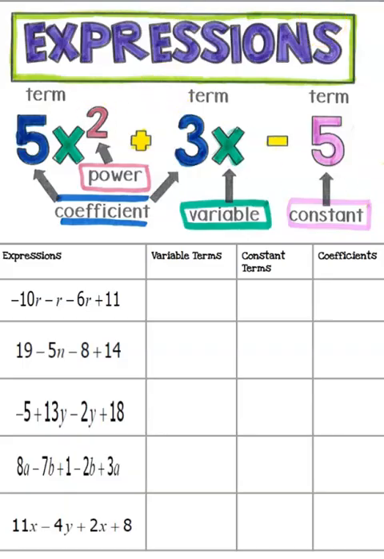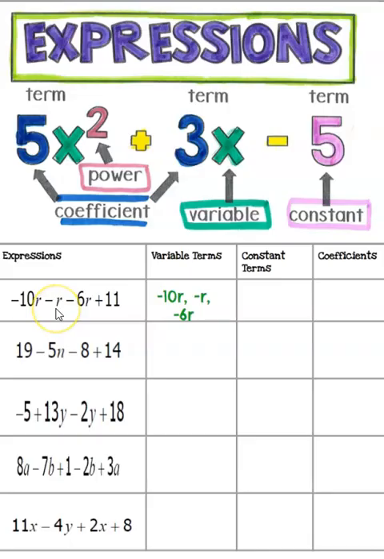Okay, so let's look at the first one. So we have negative 10r minus 6r plus 11. So let's first talk about the variable terms. So when we have a term, that means we have, like, this is a term, here is a term, and here is a term. Variable terms are connected to a variable. Okay, so our variable terms are going to be like negative 10r, negative r, and negative 6r.